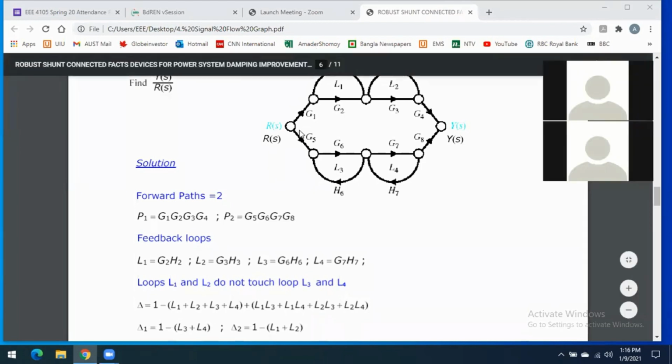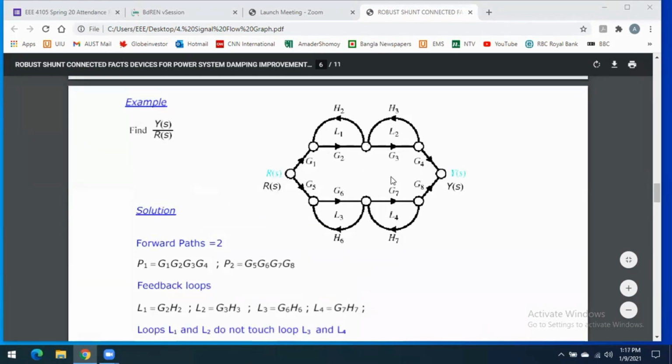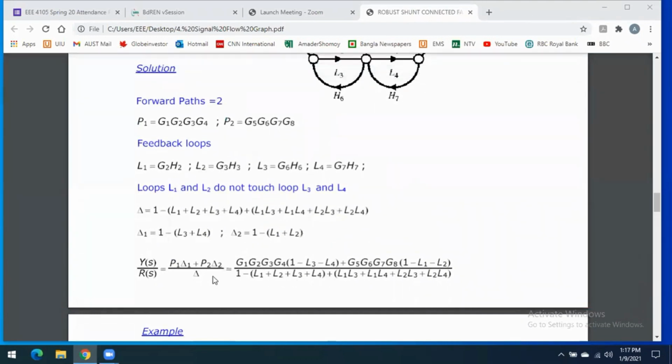So we look for forward paths 1, 2: P1, P2. And we look for the delta. P1 is this, gain all of this; P2 is this, gain all of it. And then we find delta. For delta, we look at loops. How many loops are there? 4 loops: 1, 2, 3, 4. So 1 minus, put all these 4 loops. Okay? We want to find delta.